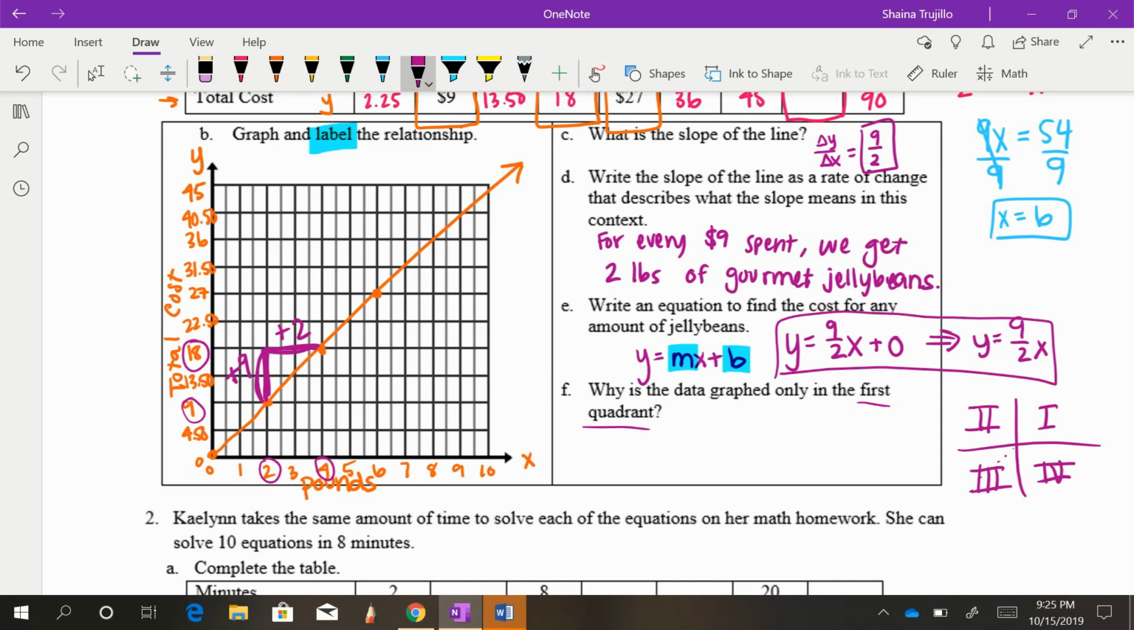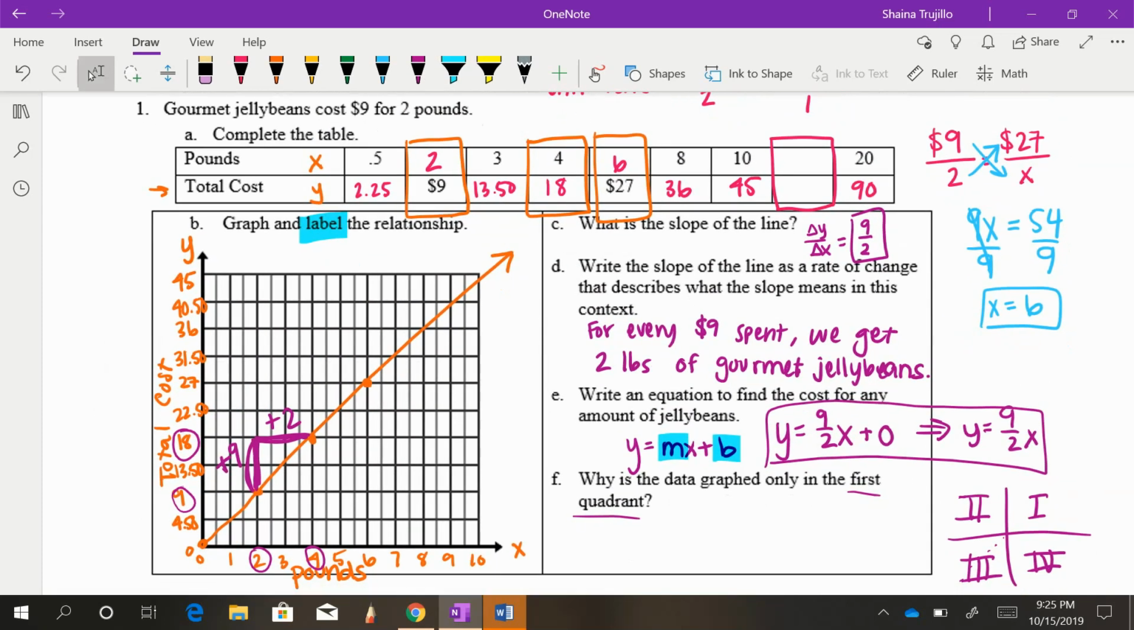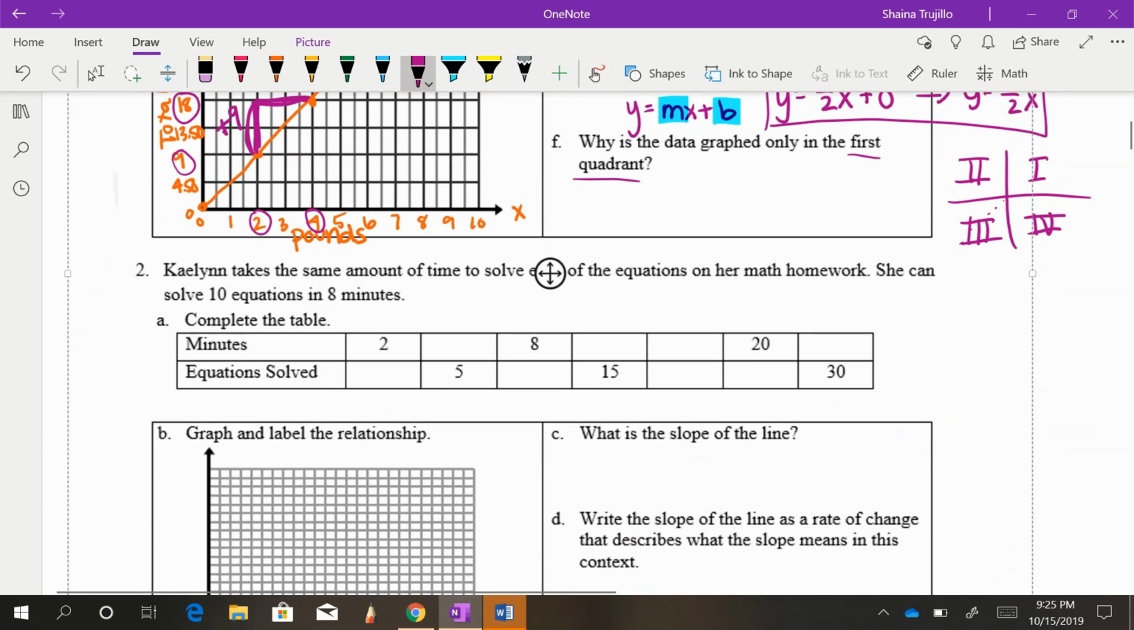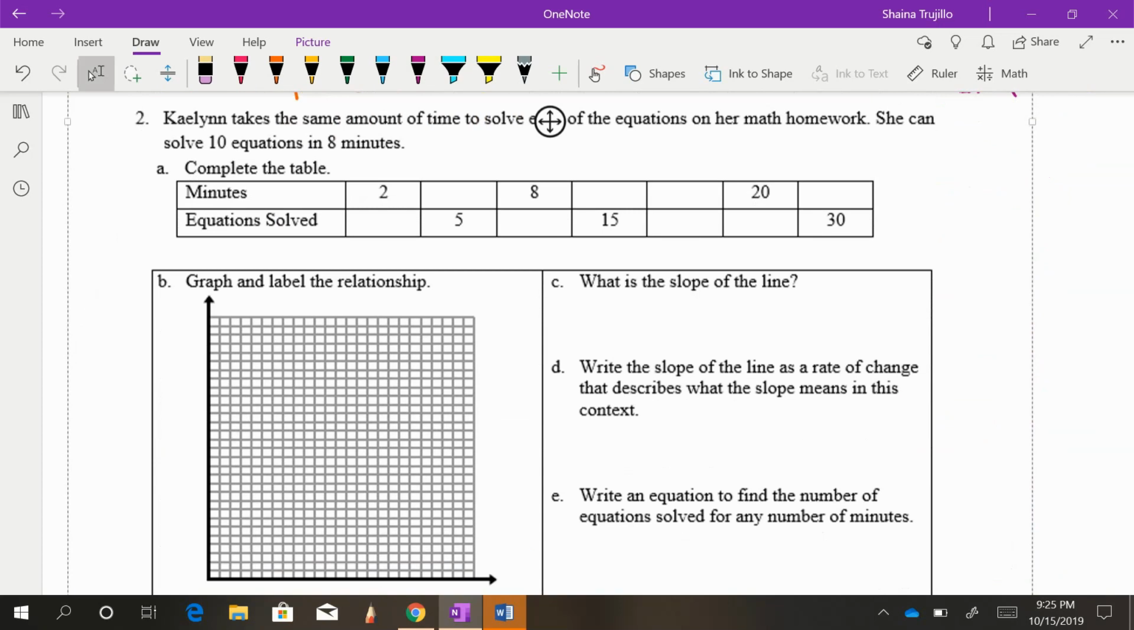giving away jelly beans, because we're not the business, right? Like, we're not getting money for giving away jelly beans. Maybe unless we sold the jelly beans to our friends, right? But this is just asking us what we're going to pay for buying jelly beans from the business. Okay, so for a positive number of pounds that we buy, so for every pound that we buy, we are paying $4.50. That is why.